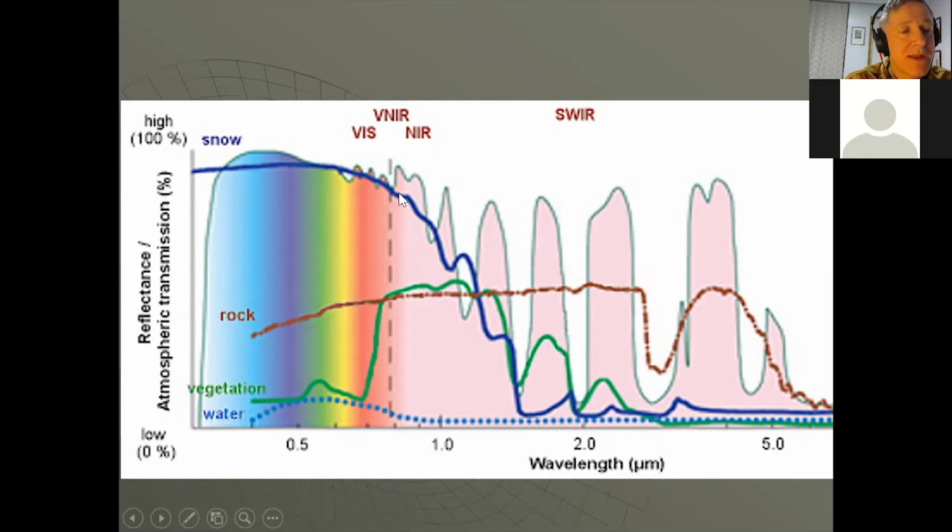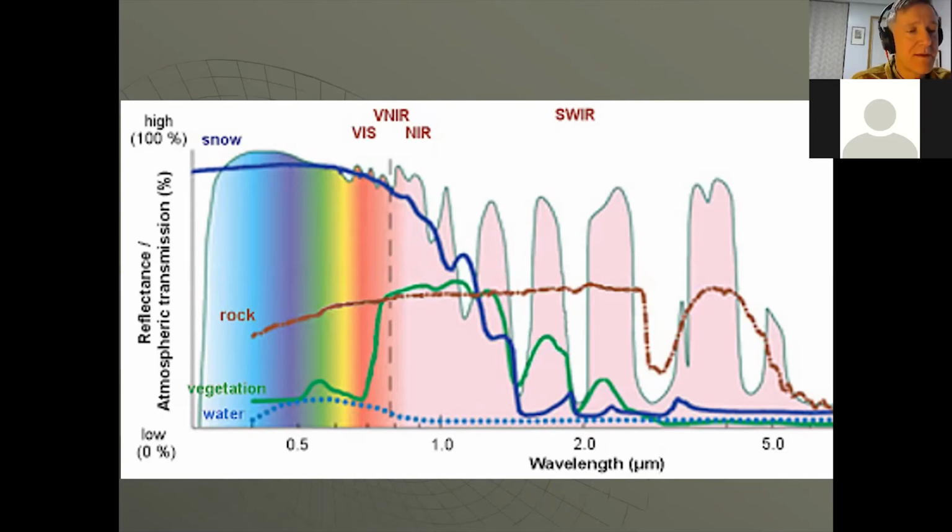But then when you get into infrared, snow, this heavy blue line, goes way down. Here we're looking at reflectivity. It's not reflective, which means it looks, we'll say, black in infrared. And that's really important. It has all kinds of effects, and it's not intuitive. So now here's the twist.